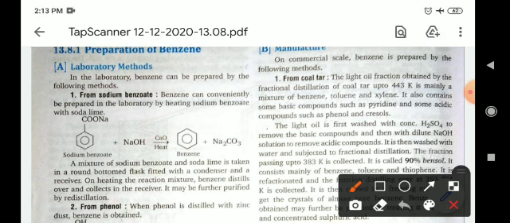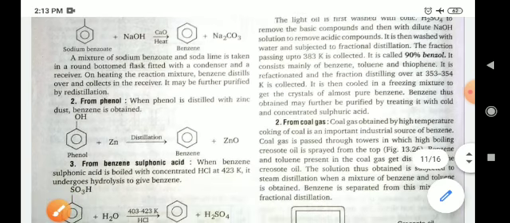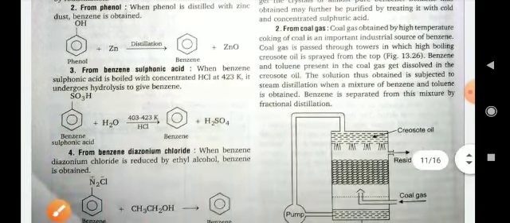So light oil is washed with concentrated H2SO4 to remove the basic compound, and then with dilute alkali solution to remove acidic compounds. It is then washed with water and subjected to fractional distillation, and after fractional distillation we will obtain the benzene.